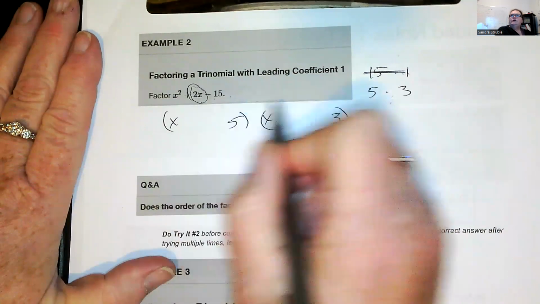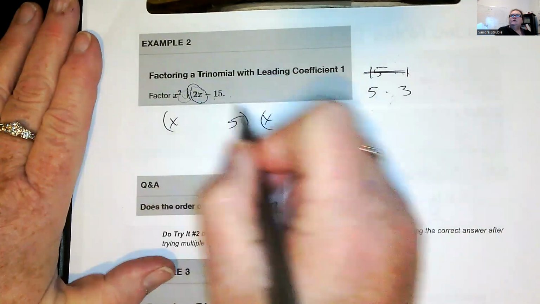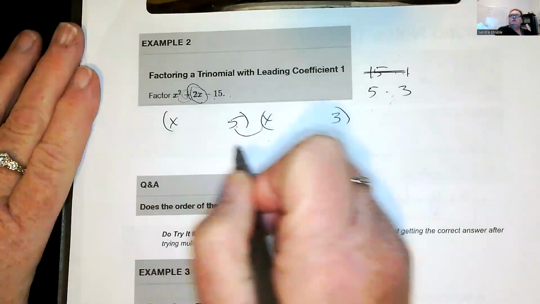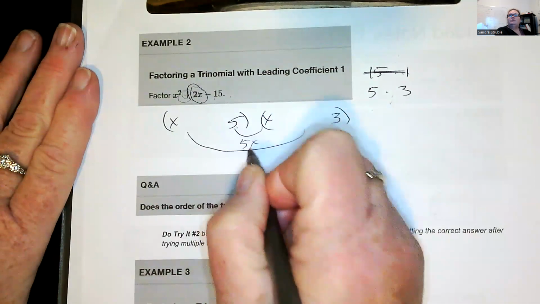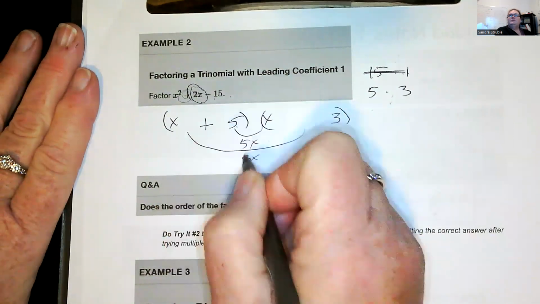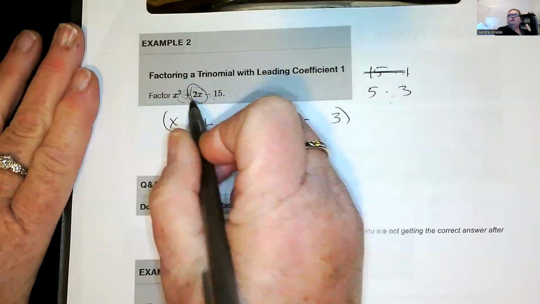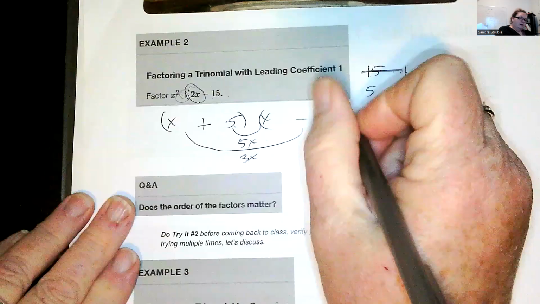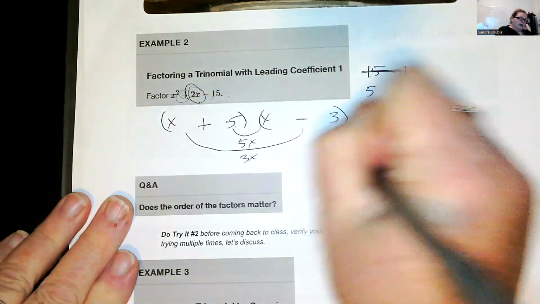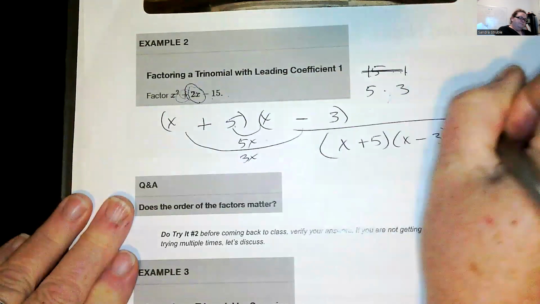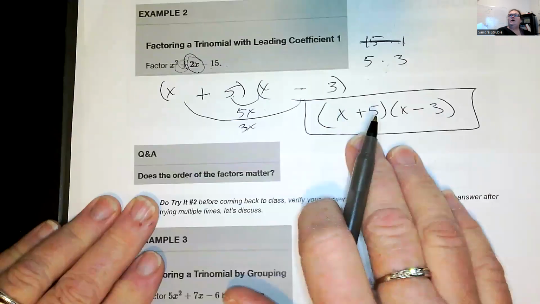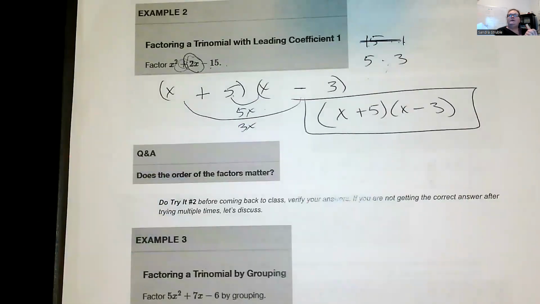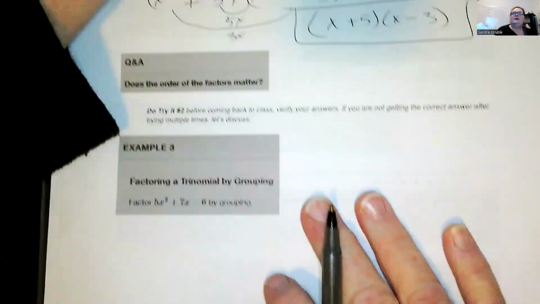And the other thing I see here is it's a positive 2x in the middle, which means our largest term, when we multiply the OI, the outer and inner for FOIL, we get 5x and 3x. We want that 5x to be positive and the 3x to be negative in order to have the middle term being 2x. So the final answer is x plus 5, x minus 3. Okay. Does the order of the factors matter? Does it need to be x plus 5, x minus 3, period? Or can it be x minus 3, x plus 5? Doesn't matter. Okay. All right.